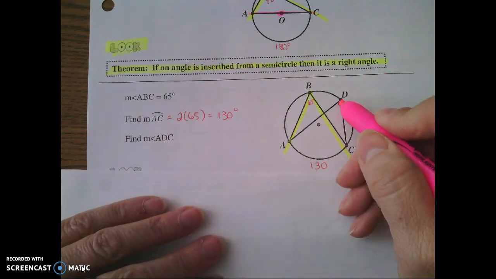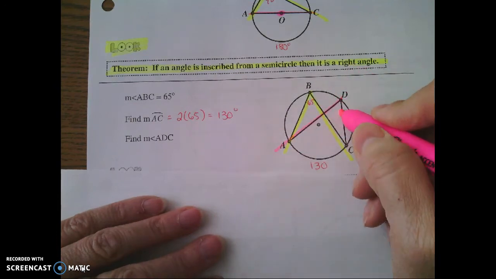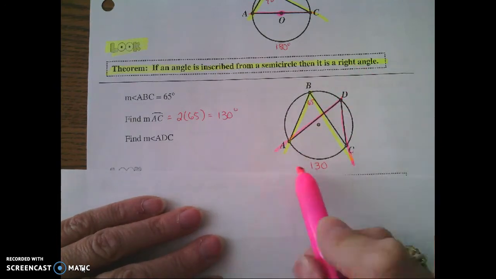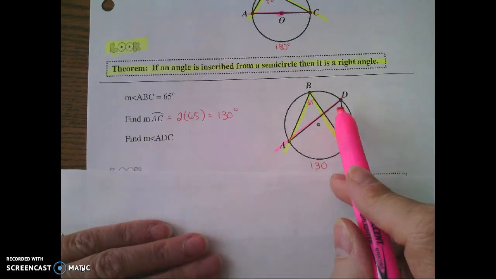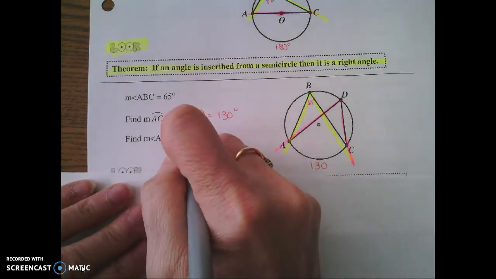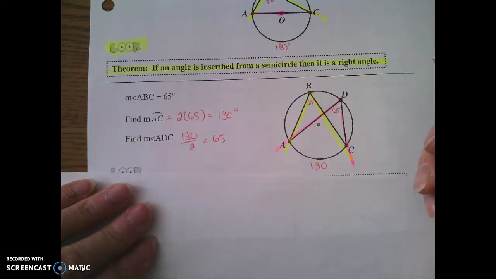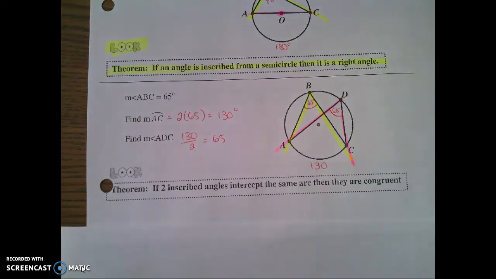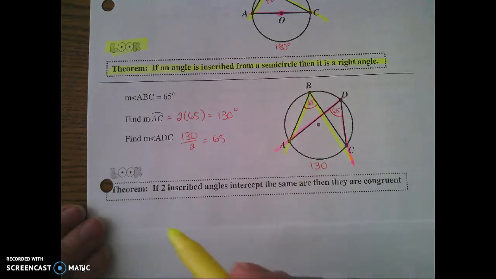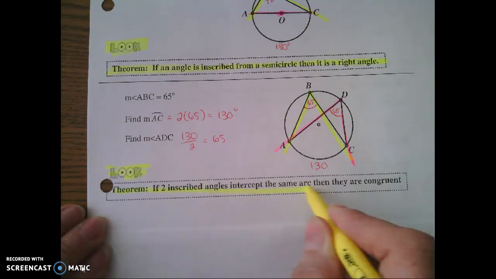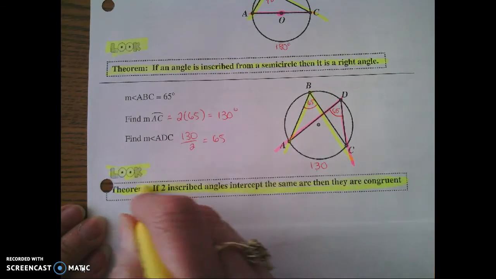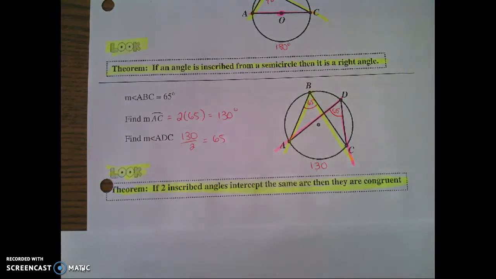Well, they want this angle back here. If you follow that one out, oh, look at that. It goes to the same arc. So this is an inscribed angle to that arc. You take the arc, divide it by 2, and you get that same 65 degrees. These angles are congruent. It leads to a theorem. If 2 inscribed angles intercept the same arc, then they are congruent. So again, you can memorize the theorem, or you could just play around with your numbers and realize those 2 angles are going to be congruent.